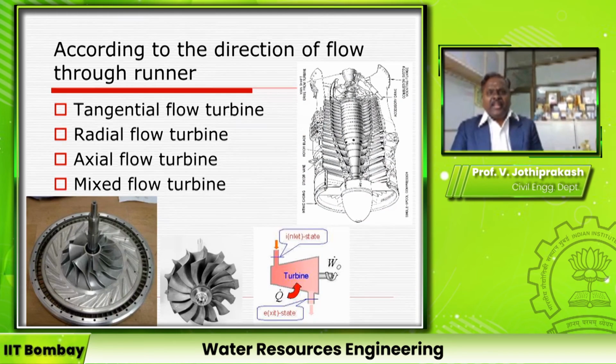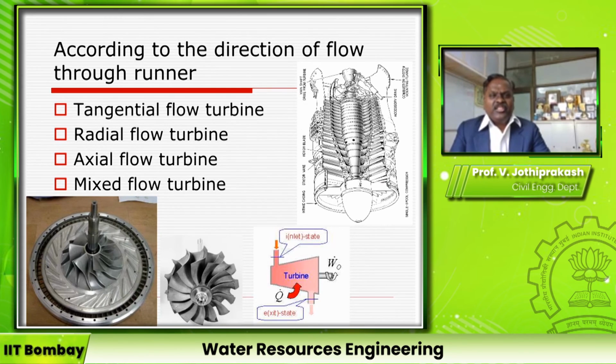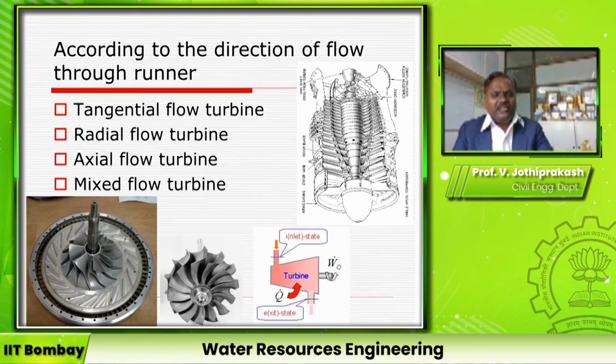Then according to the direction of flow, if the flow is tangential to the turbine, it's called a tangential flow turbine. If it moves in the radial direction, that's called a radial flow turbine. When the water jet moves along the axial direction, it's called an axial flow turbine. A mixture of any of these three we call a mixed flow turbine. All these are classified based on the arrangement of the blades on the shaft.